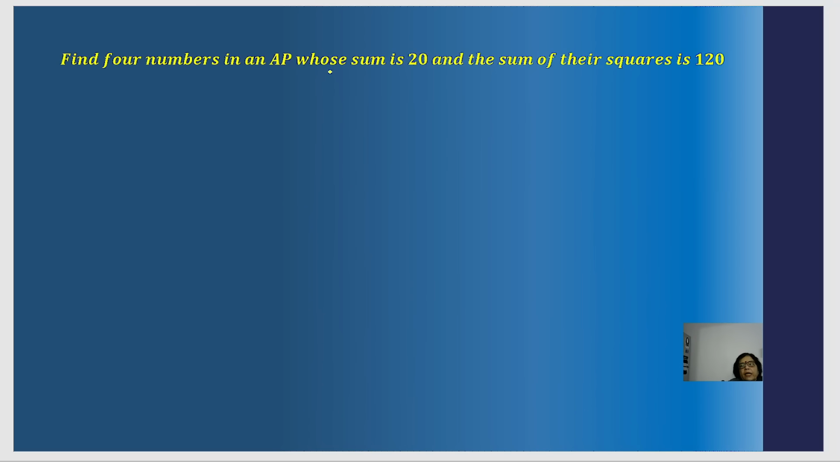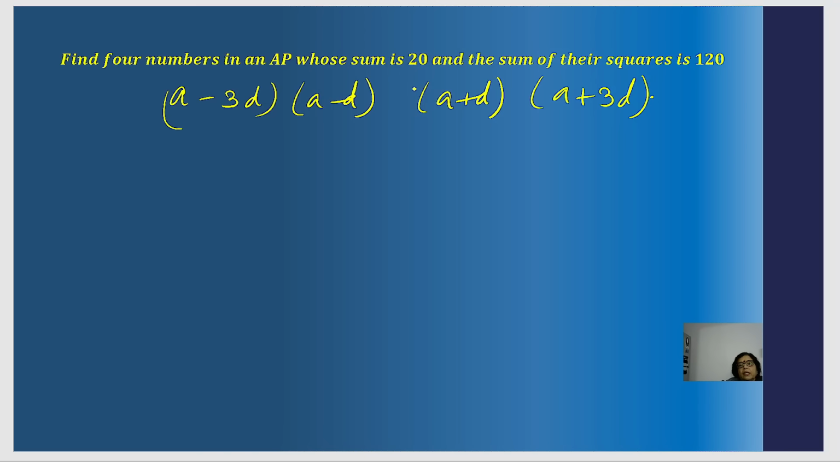Find four numbers in an AP whose sum is 20 and sum of the squares is 120. So we have to find here four numbers whose sum is 20 and the sum of the squares is 120. So the four numbers, supposing we take them, represent that with a minus 3d, a minus d, a plus d, and a plus 3d. So these are the four numbers in the AP. And now again, if we take the sum as 20, as in the previous case, we'll get 4a is equal to 20. So a is equal to 5. So immediately you get the value of a.